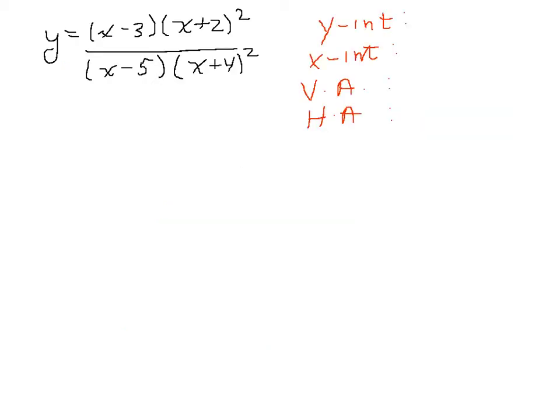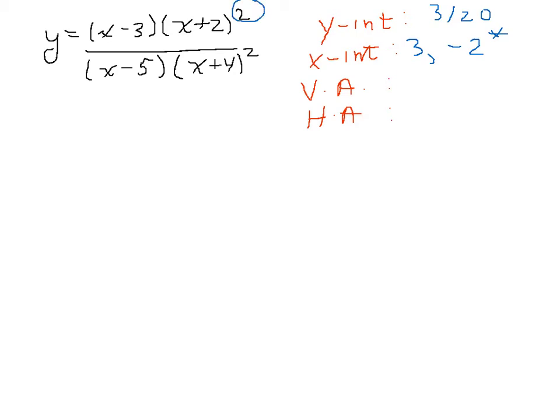All right, so this looks a lot more complicated. And what we want to do is answer these four pieces of information. So for the y-intercept, I set x equal to 0. And if I do that, I get minus 3 times 4 over minus 5 times 16. And so I believe you get 3 over 20. The x-intercept is what makes the top 0. So that's going to be 3 and minus 2. And minus 2 is special because of that squared.